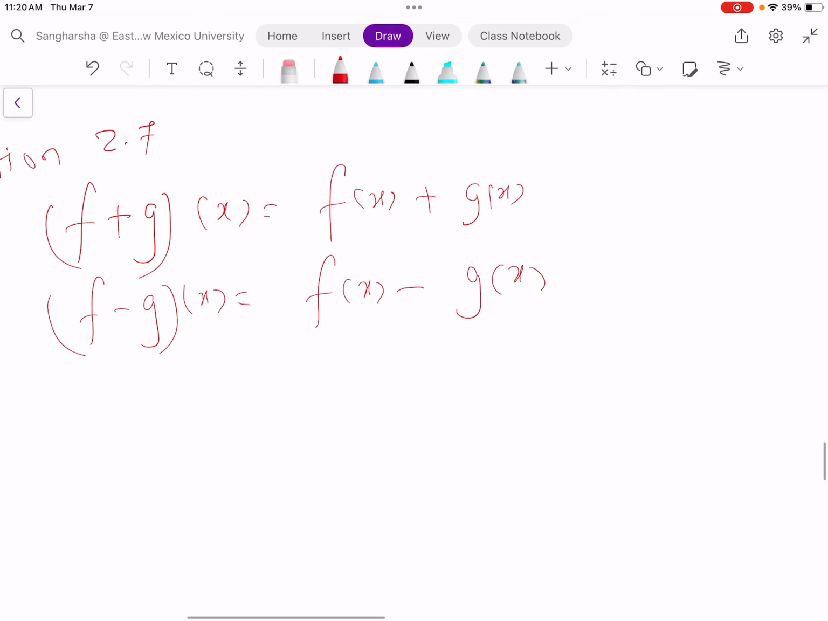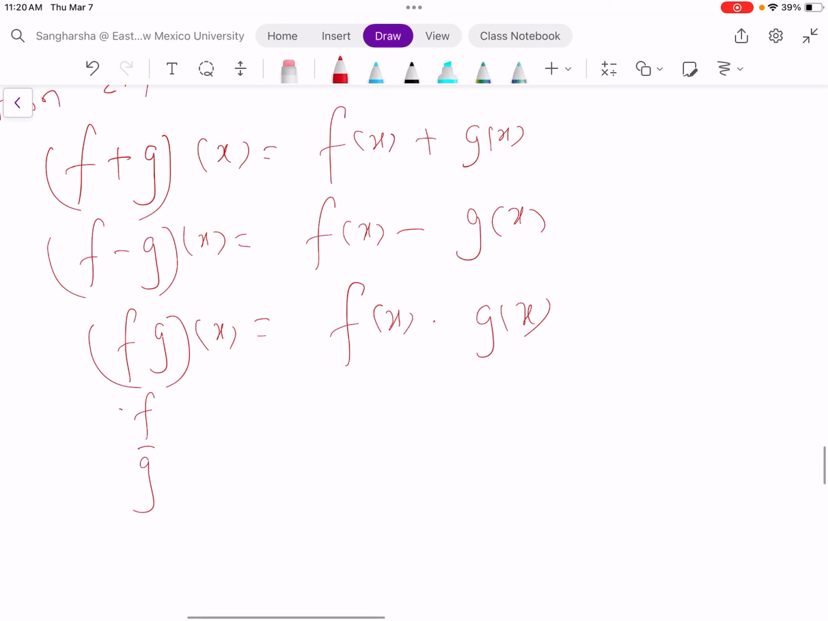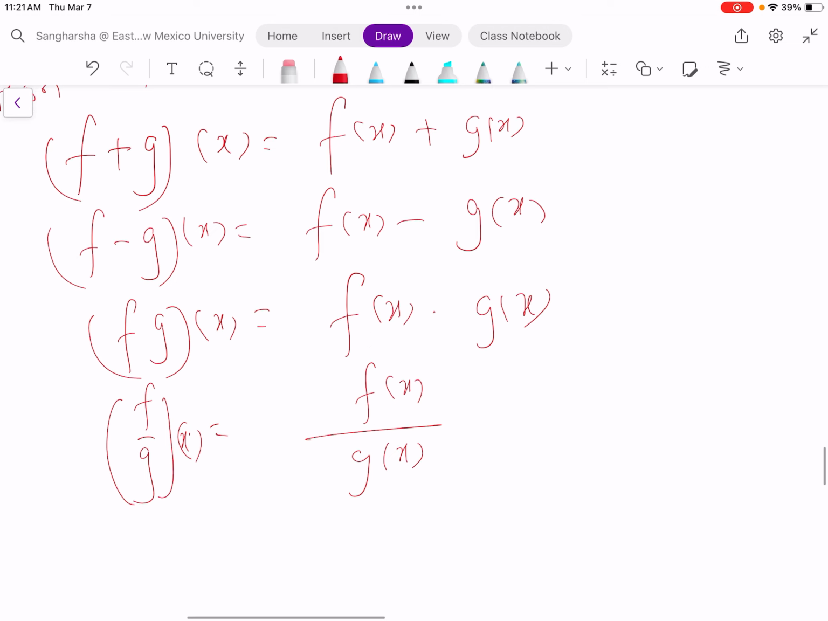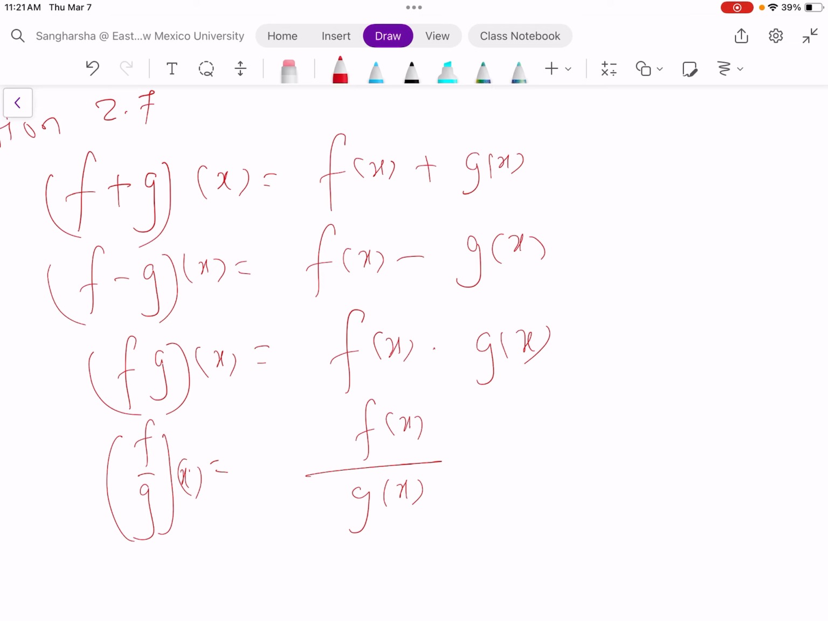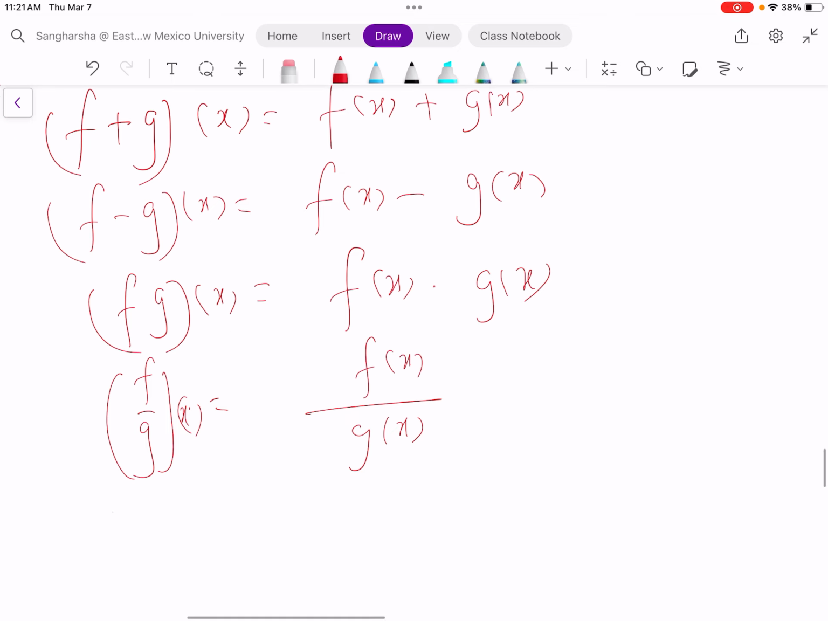If you want to find f times g function, then this is f function times g function. You multiply the functions. If you want to find f over g function, then this is f function divided by g function. Okay, so this should be the easiest one, because you will be given f function, you will be given g function, and you will be asked to find f plus g, f minus g, or fg function. Okay, let me do one.